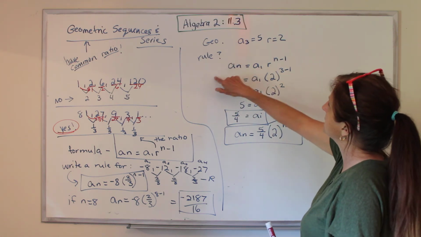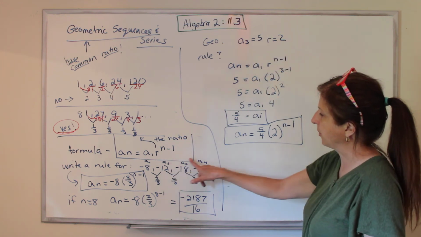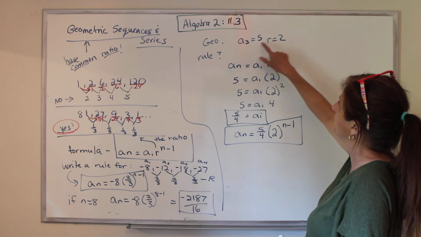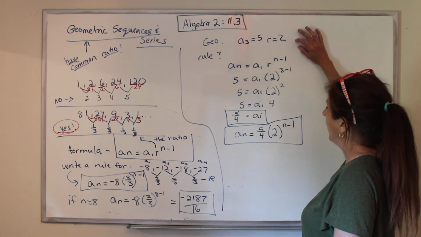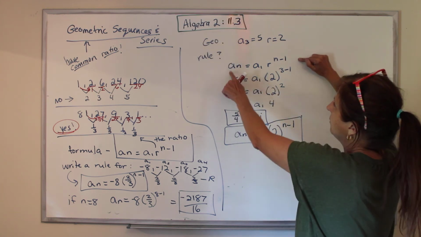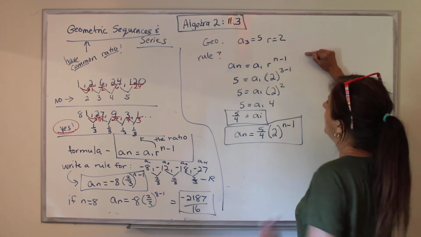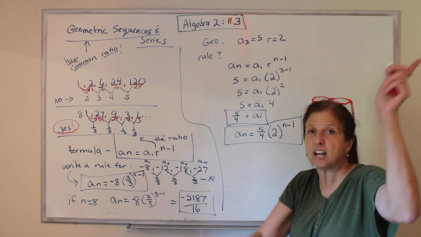Okay, so this time we know that a sub 3 is 5. So the third one in the list is 5. And we know that the ratio is 2. And we know that it's geometric. So we write down our formula. And then what do we do? We sing! Substitute!